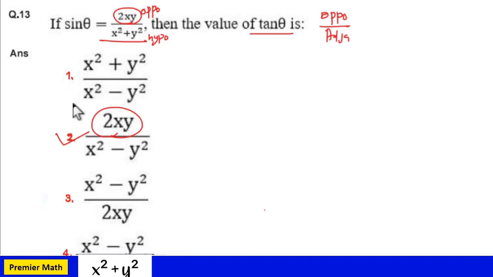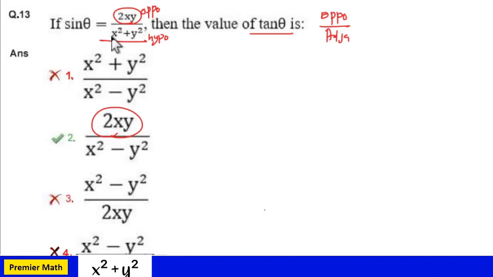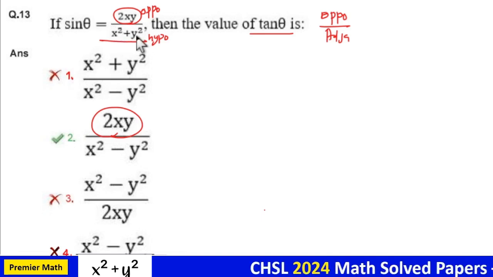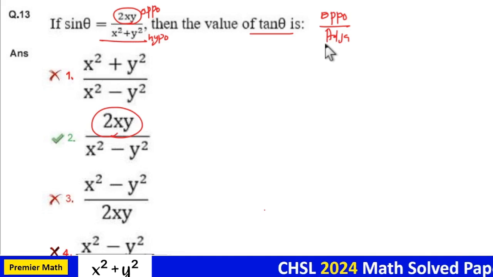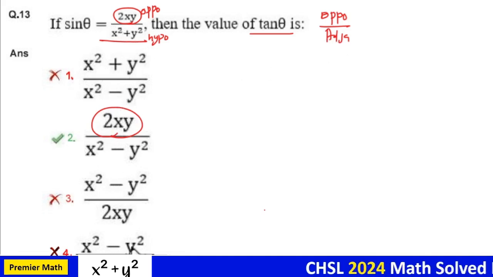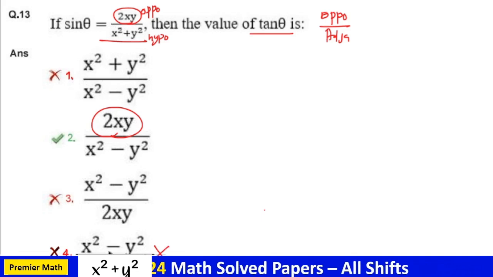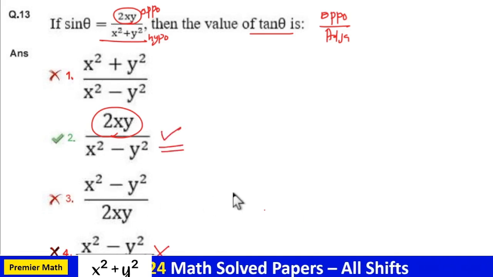2xy is in the numerator. And you can see here, x square plus y square is the hypotenuse. So in the denominator we need the adjacent side. So x square plus y square should not be in the denominator. So option 4 is also eliminated. So you can confirm option 2 is your answer.